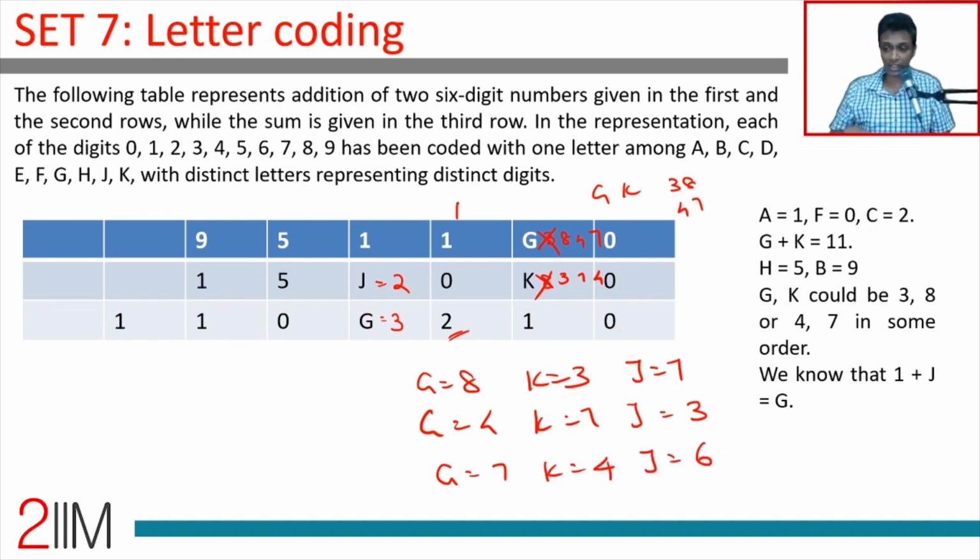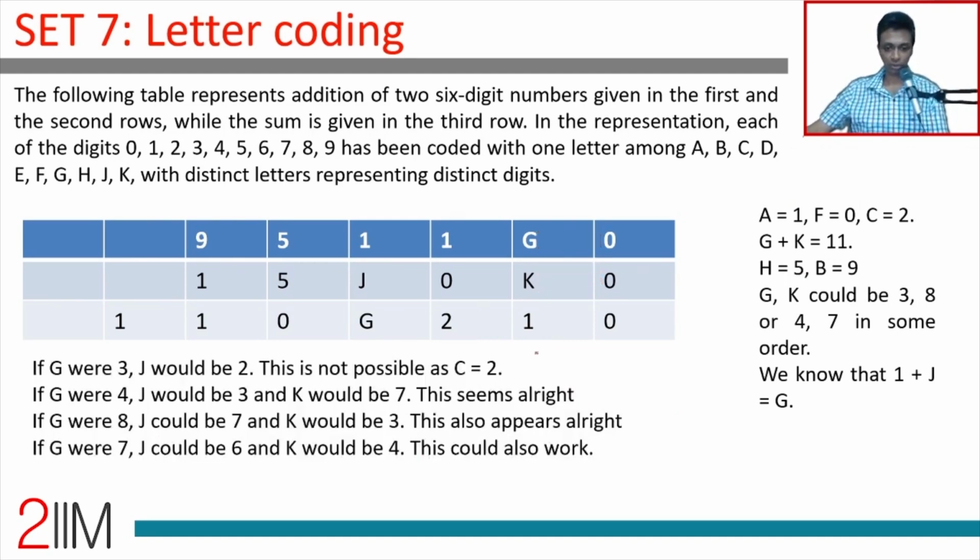We have so far only nailed 0, 1, 2, 5, 9. So the numbers that are remaining are 6, 7, 8, 3, 4. So 8, 3, 7 is possible. 4, 7, 3 is possible. 7, 4, 6 is possible. What was not possible was 3, 8, 2. So that we have eliminated. So all 3 are possible now.